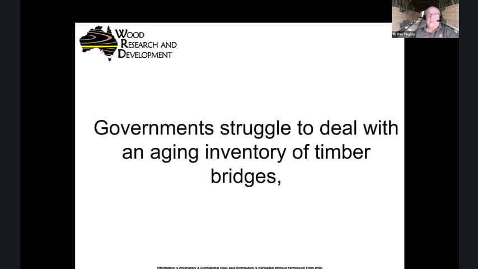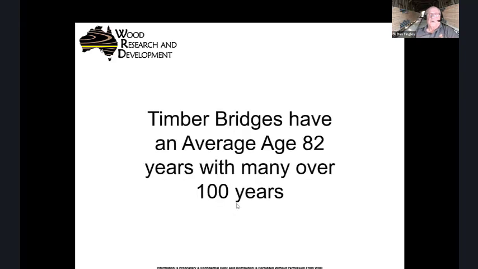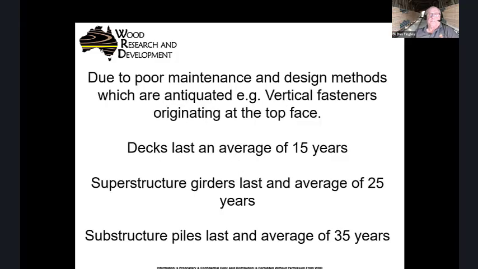Governments struggle with an aging inventory of timber bridges. As I said earlier, the average age, 82 years. So governments are looking for ways to be able to extend life and keep costs to a minimum. When you look at these lifetimes of decks, superstructure, and substructure, you can see why governments and maintenance people have turned down timber bridges. It's because the techniques they're practicing are shortening the life of their timber bridges, not extending the life.